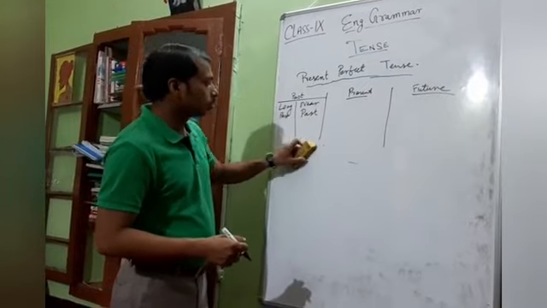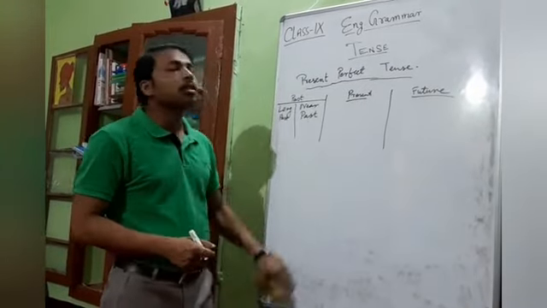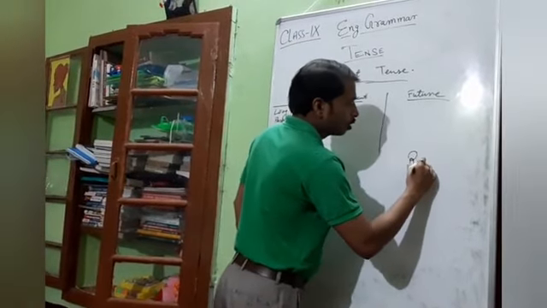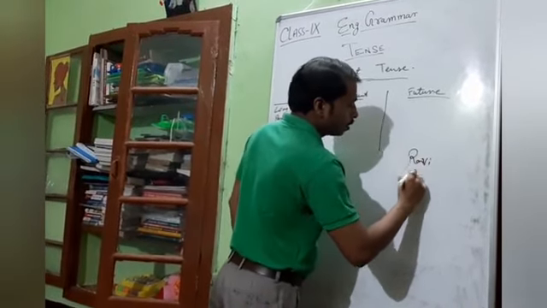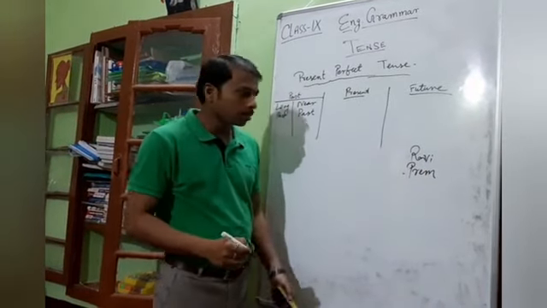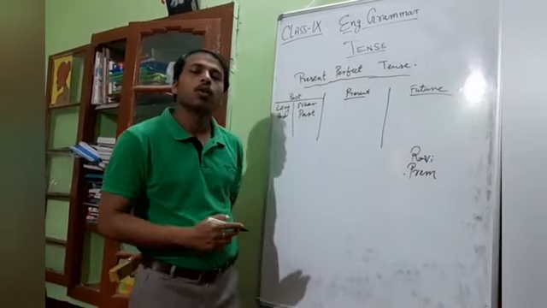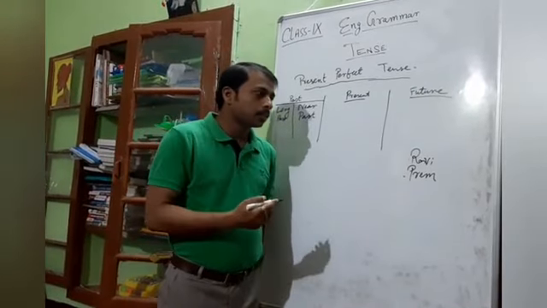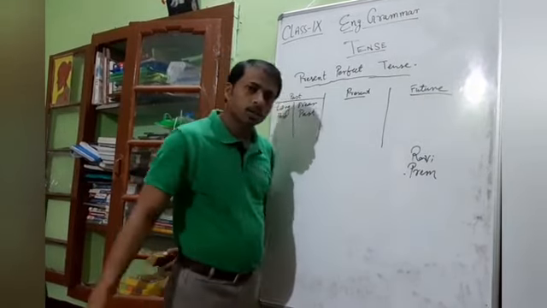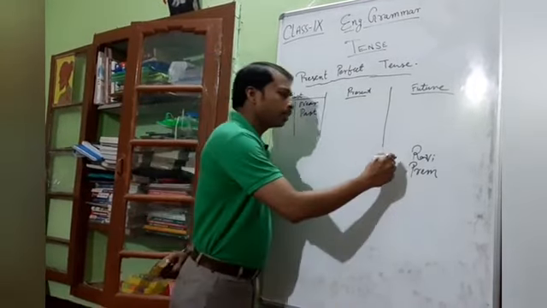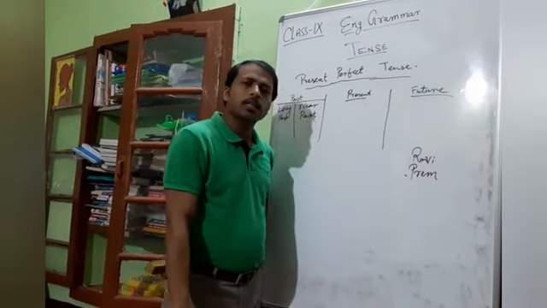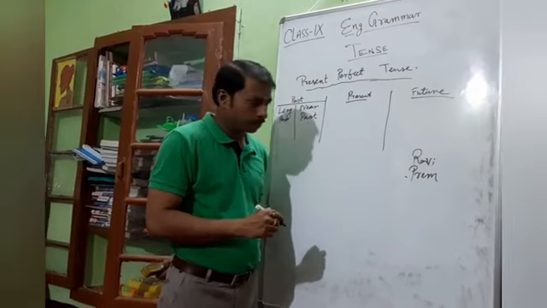Now, how to make you understand? Suppose, let's take an example of Ravi and Prem. Ravi and Prem are two friends. Ravi had his breakfast in the morning. Today, in the morning, Ravi had his breakfast. But Prem had eaten yesterday morning.